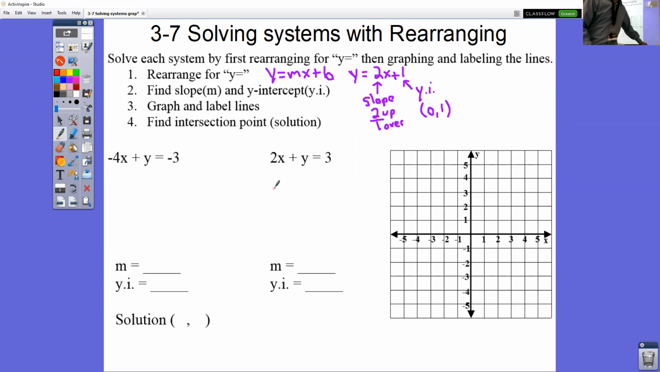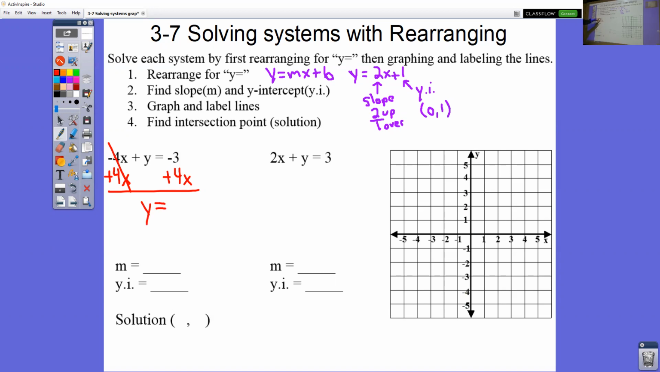So when we take a look at this first one, we want to try and get this y all by itself. To get this y all by itself, we need to get rid of the negative 4x by doing plus 4x and plus 4x. Whatever you do to one side of the equal sign, you have to do to the other side. Those 4x's cancel out. Bring down your y, bring down your equal sign.